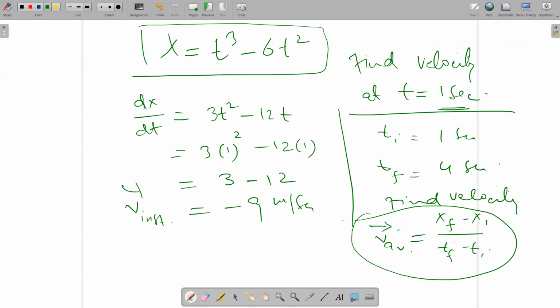This is your instantaneous velocity. Now I think you understand this concept. Yes, any question?